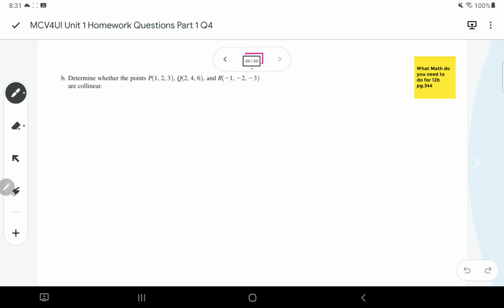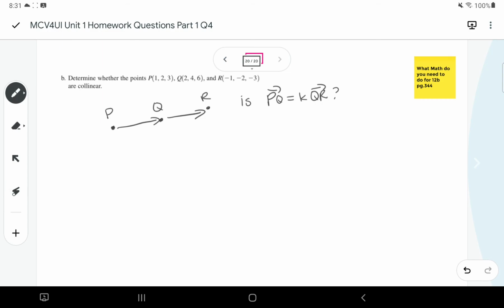The next one is 12b, and it says determine whether these points are collinear. So if we're looking to see if 3 points are collinear, remember that you want to know, are the vectors between them scalar multiples? So if we make two vectors, is PQ a scalar multiple of QR? So that's what we want to show or determine.